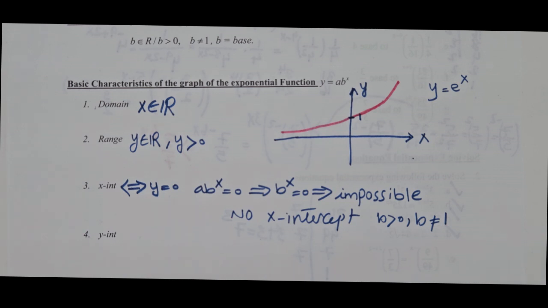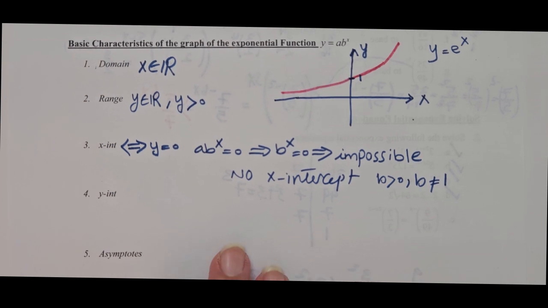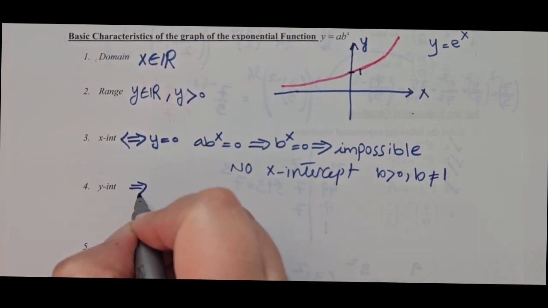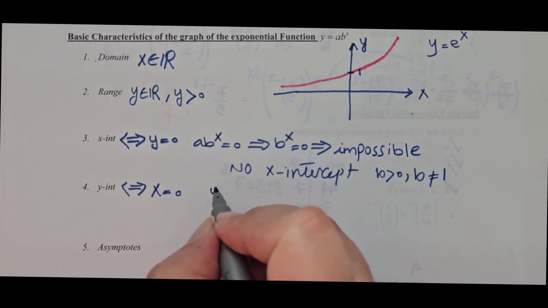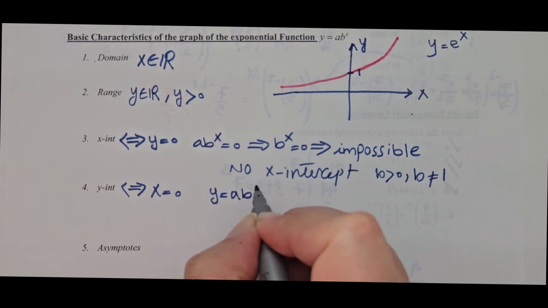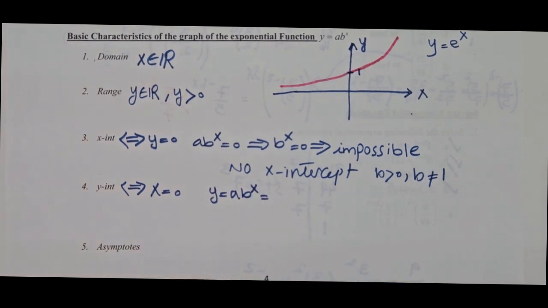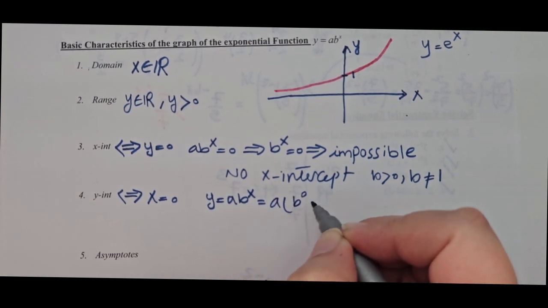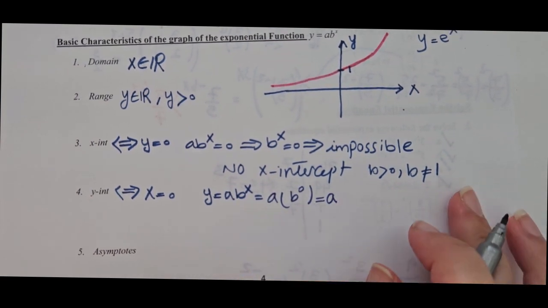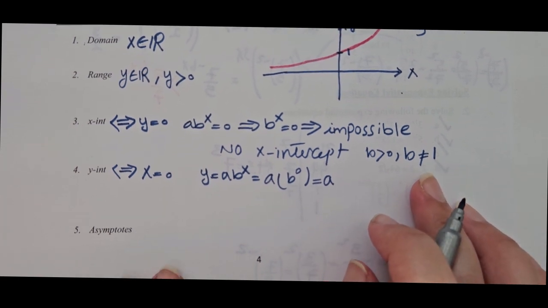But how about the y-intercept? For the y-intercept, in other words, the x must be 0. Okay, so y equals a times b to the power x. So from here, it would be b to the power 0, which is 1, so that would be a. Okay, so this would be your y-intercept.